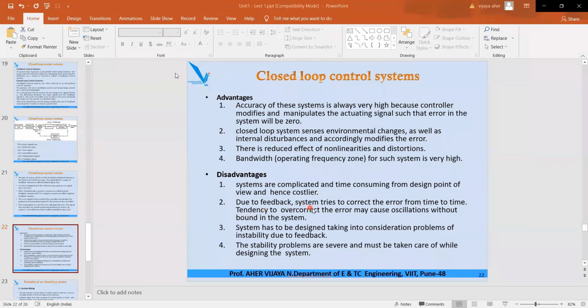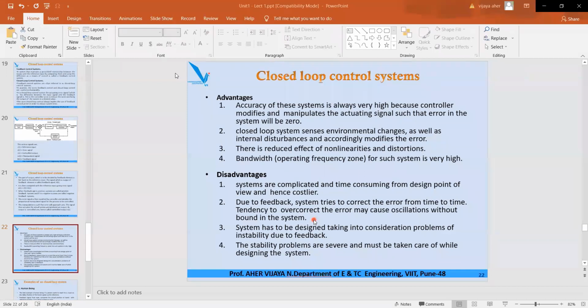Due to feedback, the system tries to correct the error from time to time. It is a continuous process, you see, students. Error correction is a process that is continuous in closed loop control system. So the tendency to overcorrect the error may cause oscillations without bound in the system. So because of that corrective action continuously, there may be oscillations in the system.